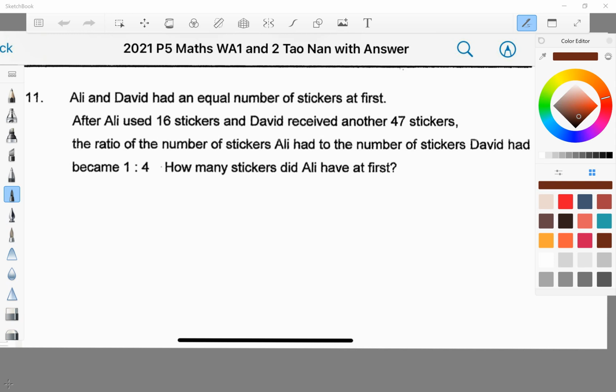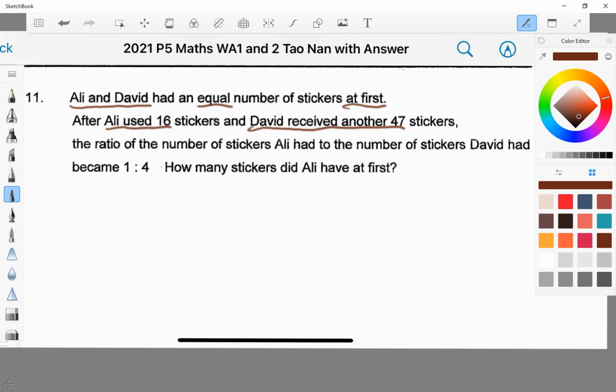Ali and David had equal number of the stickers at first. So I'll underline Ali and David. I'll underline equal. I'll underline at first. And in the question itself, they say, after Ali used 16 stickers, David received another 47. The ratio of the number of stickers Ali had to the number of stickers David had became 1 to 4.